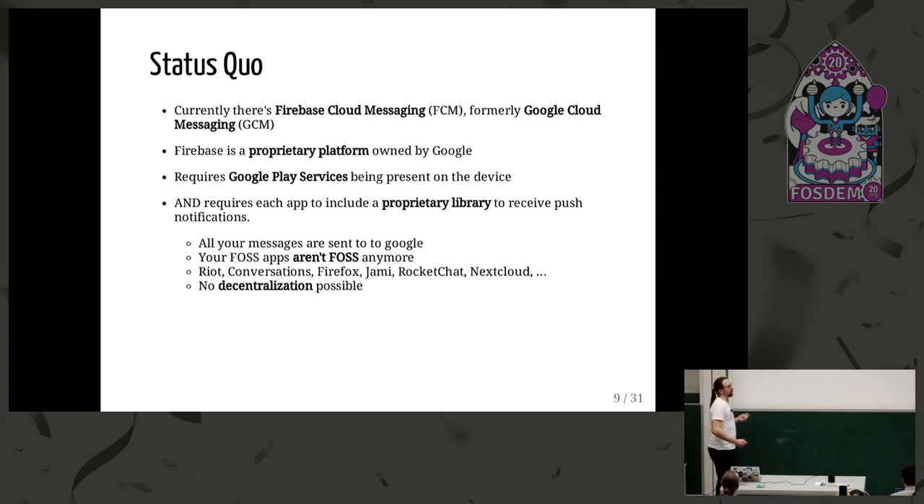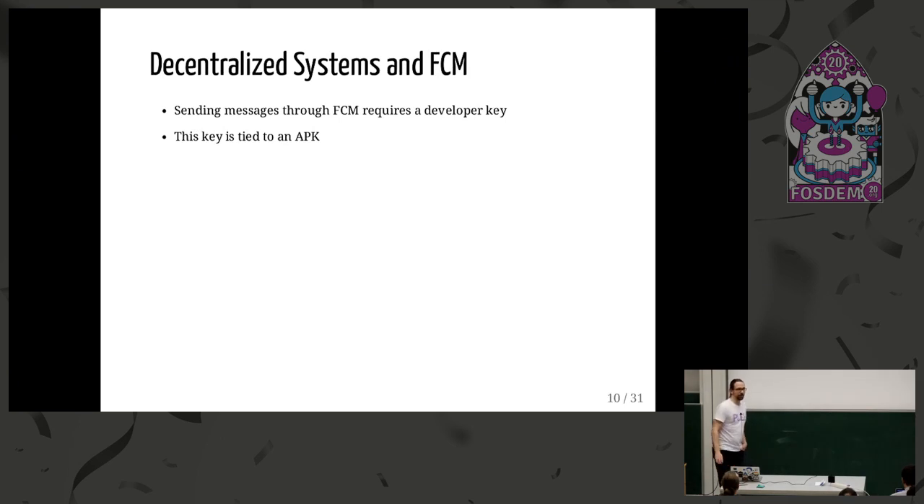And there's also one other key drawback, because Matrix and XMPP and RocketChat and Nextcloud are decentralized by design, so you can host your own instance, or you can use instances of other people. But when the developers of the app build the APK of that app, they register for the Google Cloud Messaging service, and they get a key from Google to send those push notifications through those Google servers to your device. And that key is tied to the APK. And you can't make it public because otherwise Google would just block it.